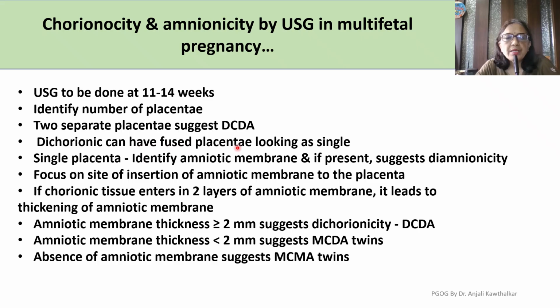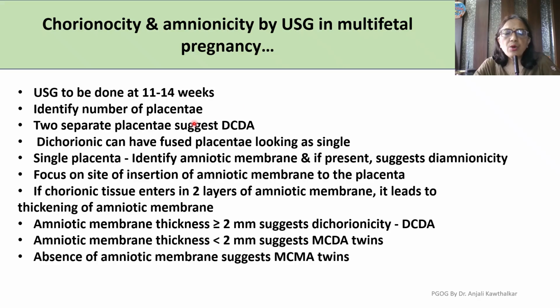Dichorionic twins can have a fused placenta looking as single. We have already seen previously that in dichorionic twins, though two placentae are there, they might look as single because they are sometimes fused. We then have to see whether an amniotic membrane is visible between the two fetuses. If it is present, it suggests diamnionicity. Once we identify the amniotic membrane, we have to focus on the site of insertion of this membrane to the placenta. So ultrasonographically, we have to go stepwise.